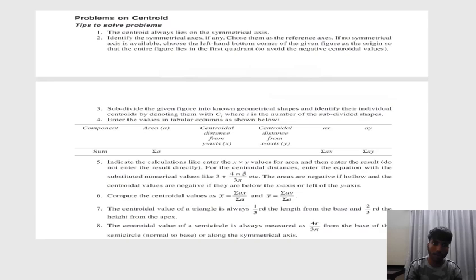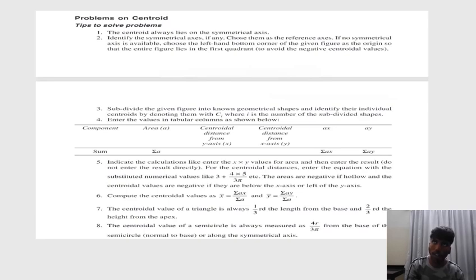The third one is to subdivide the given figure into simple geometrical sections and identify the individual centroids by denoting them with C i, where i is the number of the subdivided shapes. Here the third step is subdividing the figure into geometrical shapes. For example, we have a semicircle. Let us imagine that it contains two parts, where the upper curve is a semicircle and the bottom is a rectangle. Then it becomes two geometrical figures. The third statement implies this type of problem.